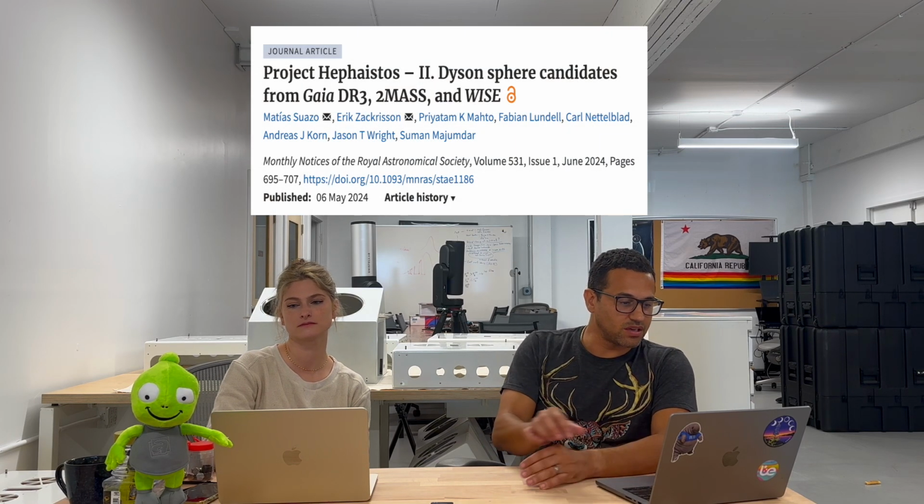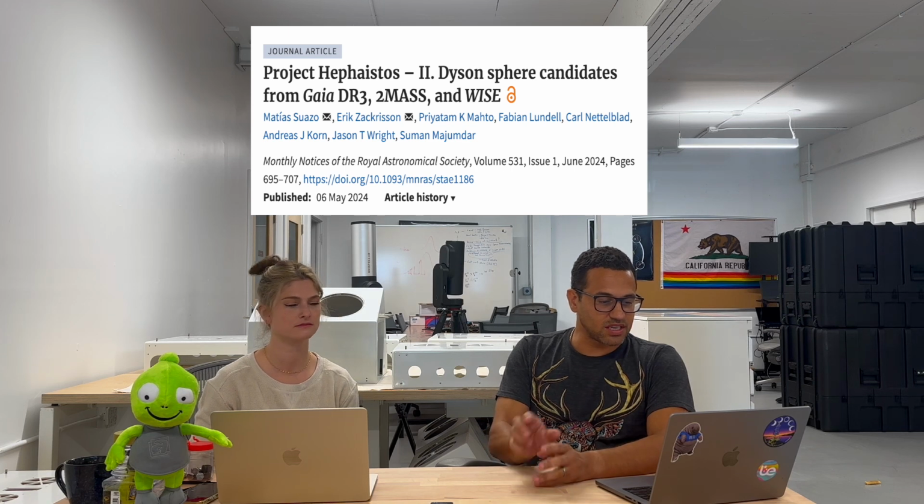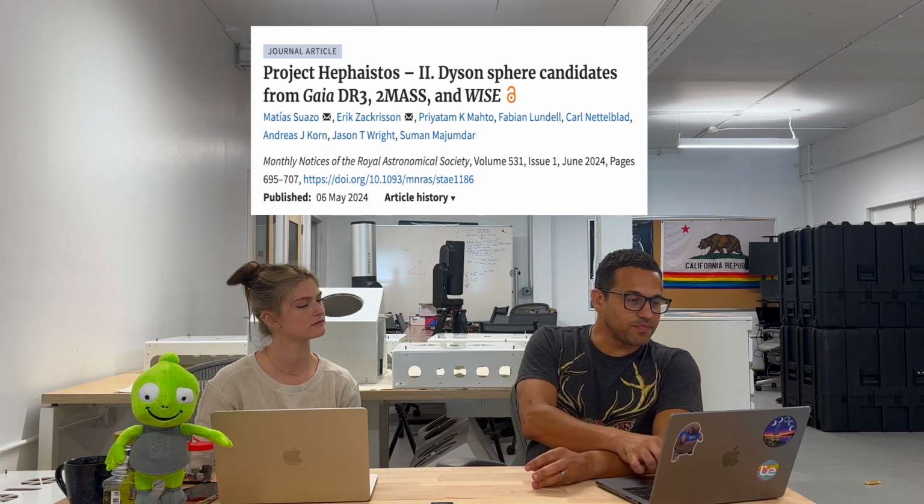So there are two papers. One of them is Project Hephaestus, and it was published by Mathias Suazo and his team. And in this analysis, what did they discover? So they actually discovered several candidates. And again, that's kind of the kicker, right? Like you said, did we discover Dyson spheres? Well, we don't really know because we can't go touch one. But they did find several candidates.